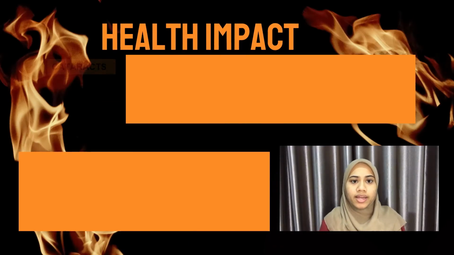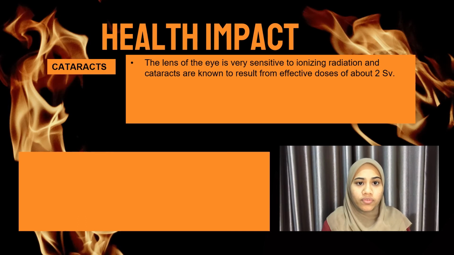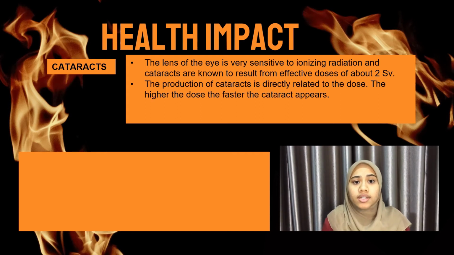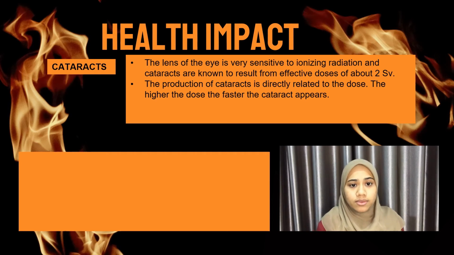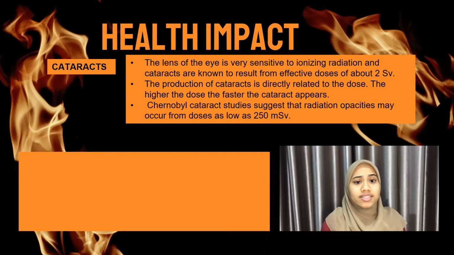The next health impact is cataracts. The lens of the eye is very sensitive to ionizing radiation, and cataracts are known to result from effective doses of about 2 Sv. The production of cataracts is directly related to the dose. The higher the dose, the faster the cataracts appear. Chernobyl cataract studies suggest that radiation opacities may occur from doses as low as 250 mSv.